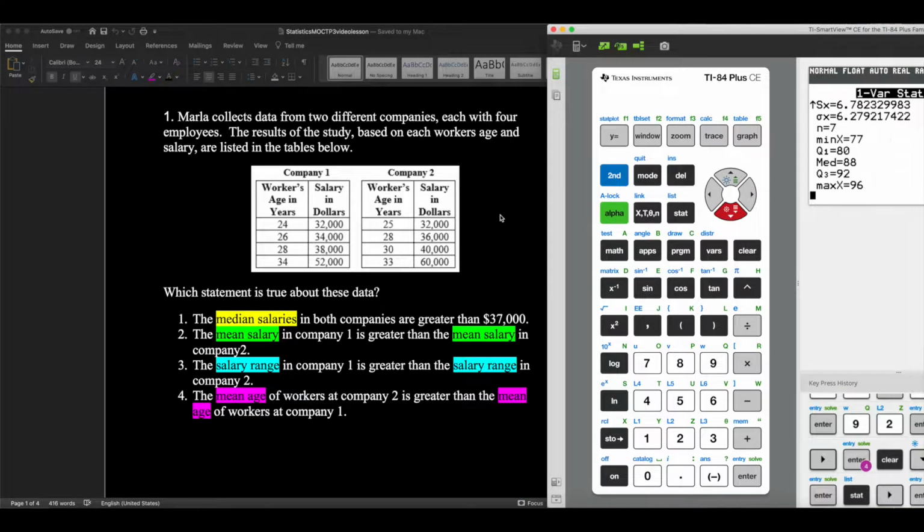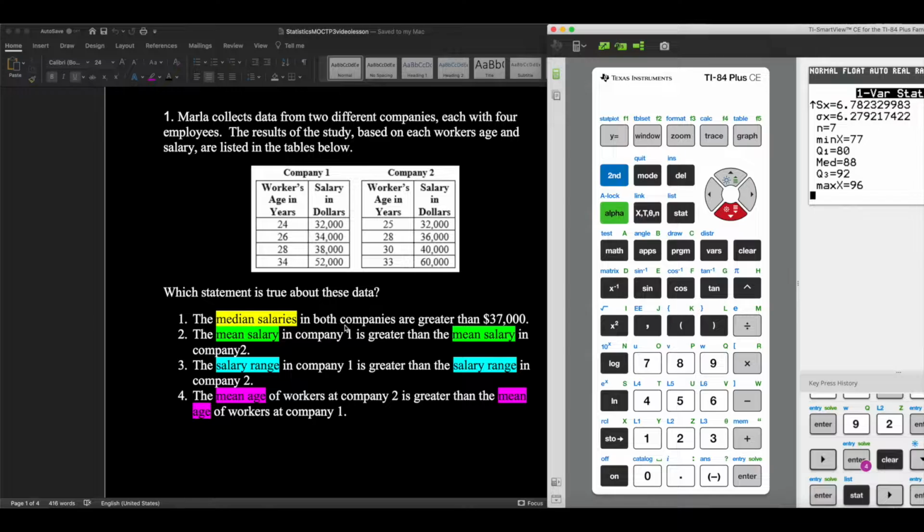Number one says, Marla collects data from two different companies, each with 4 employees. The results of the study, based on each worker's age and salary, are listed below. And notice you have two tables, company 1 and company 2, but then you also have workers' ages and worker salary. So there's a lot going on here. And it says, which statement is true about these data?